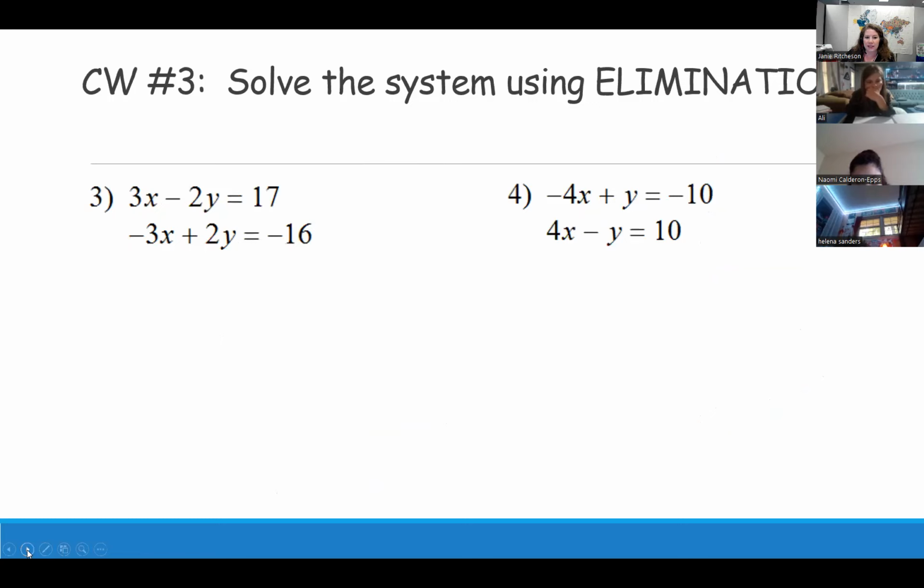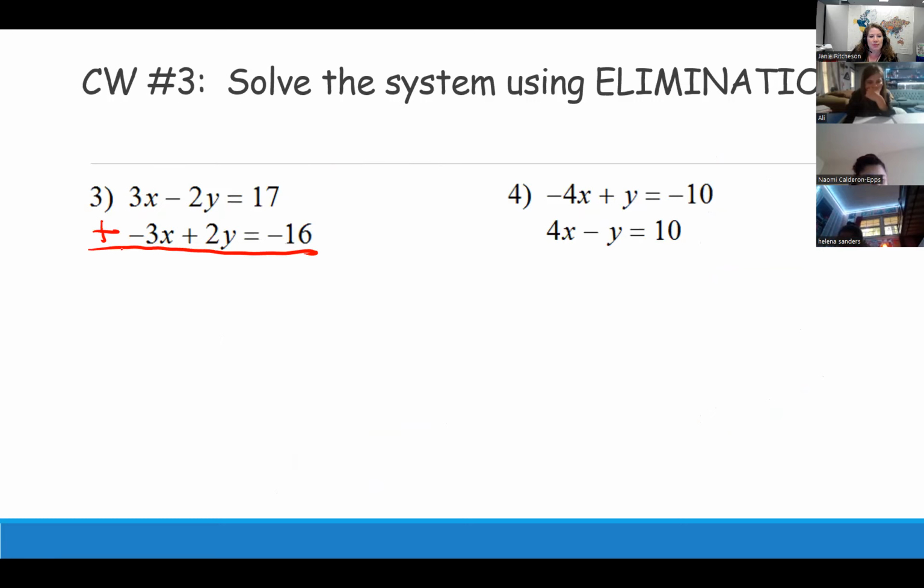All right, so now these two, one of them is going to be no solution and the other one's going to be an infinite number of solutions. Let's look at the difference on these two. If you look at number 3, I notice immediately that my x's are going to eliminate one another, so I don't have to do anything to it but combine like terms.